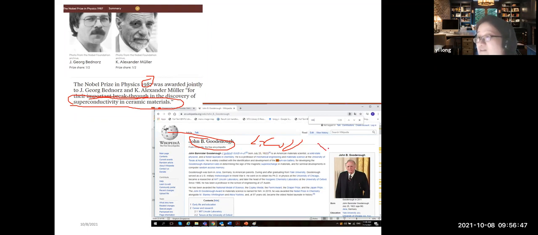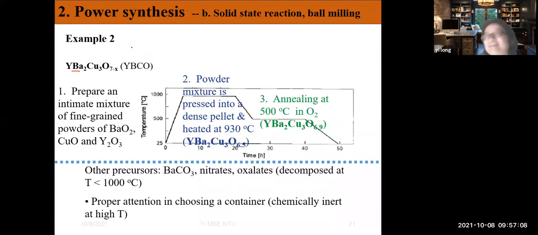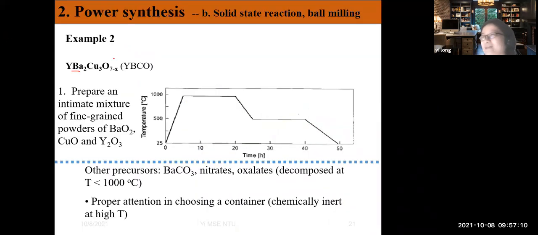This person is 90-some years old. I think he's 100 this year, because this Nobel Prize was 2 years ago already. So this year he's 100. The Nobel Prize can only be given to a living person, so it's good to enjoy a long life, right? I'm just joking. Okay, go back. Just some stories here.